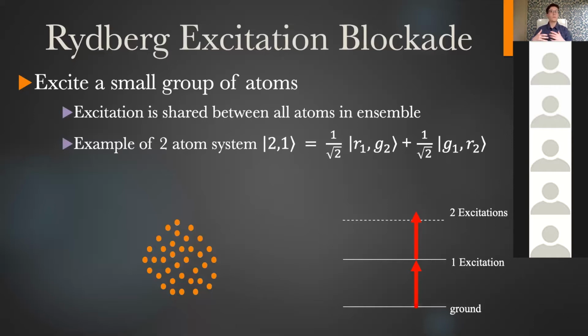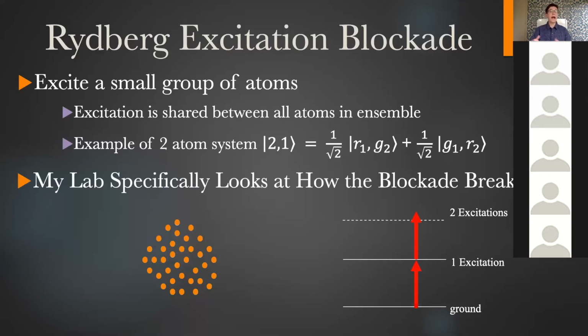Now, this becomes very important as a way to study different areas of physics. For example, the Rydberg excitation blockade is very useful when we look at quantum simulations or neutral atom quantum computers. In our lab specifically, we actually study how it breaks down and a little bit of properties that actually make the blockade not as effective. But that is a subject for a different talk, so we are going to move on from there.